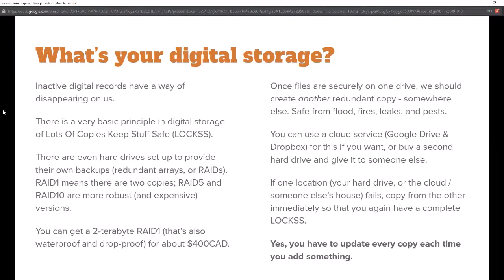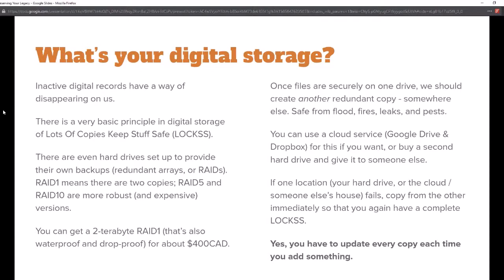The most advanced and fanciest, ISO standard digital storage systems for good quality digital preservation operate on a very simple principle. And the principle is lots of copies keep stuff safe. This is the actual real acronym that we use. It's the LOCKSS model. I know it sounds a bit silly, but it's true. This is what very, very highly paid professionals operate on.